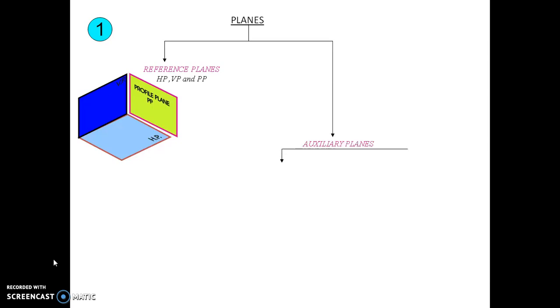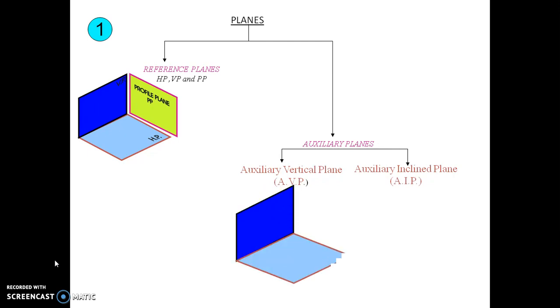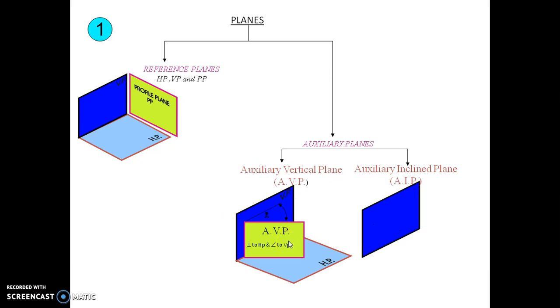And now the auxiliary planes. The auxiliary planes are the auxiliary vertical plane and the auxiliary inclined plane, AVP and AIP. The auxiliary vertical plane is the plane which is inclined to VP and perpendicular to HP. The other one is AIP, the auxiliary inclined plane, which is inclined to HP and perpendicular to VP.